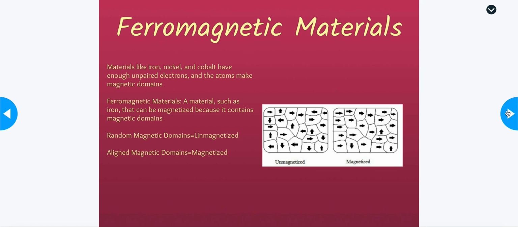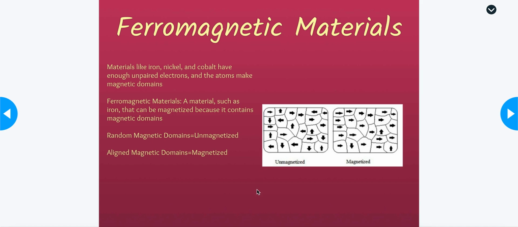So, ferromagnetic materials. Metals like iron, nickel, and cobalt, they have enough unpaired electrons and the atoms align and make magnetic domains. So, when we're defining a ferromagnetic material, it is a material such as iron that can be magnetized because it contains magnetic domains.